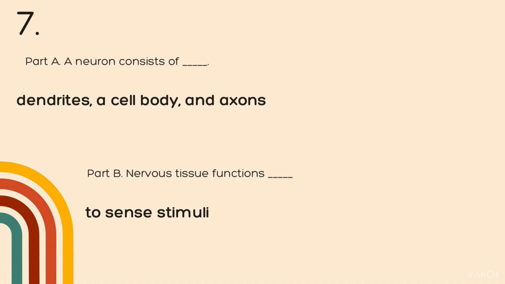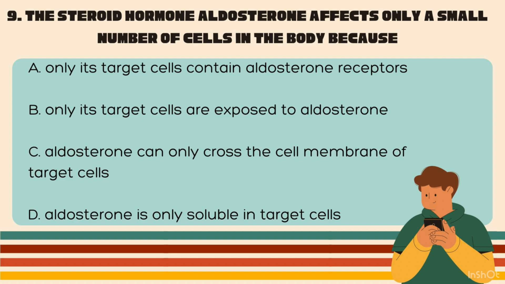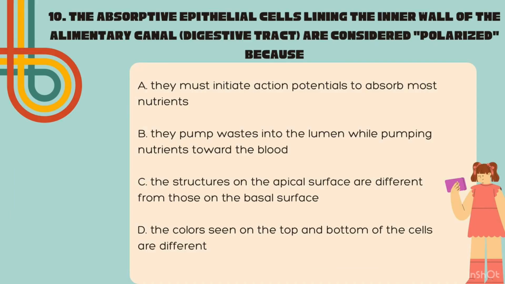On to number 8. All hormones blank. The answer for this question is going to be D, are carried to target cells in the blood. This is done through the circulatory system. Number 9. The steroid hormone aldosterone affects only a small number of cells in the body because A, only its target cells contain aldosterone receptors. Number 10. The absorptive epithelial cells lining the inner wall of the alimentary canal, the digestive tract, are considered polarized because C, the structures on the apical surface are different from those on the basal surface.